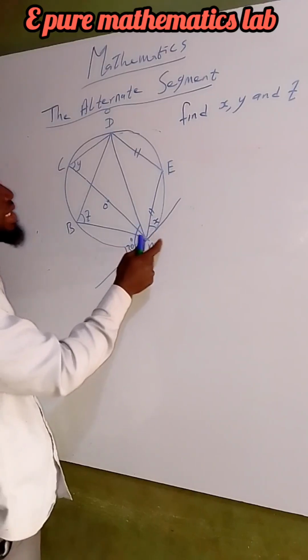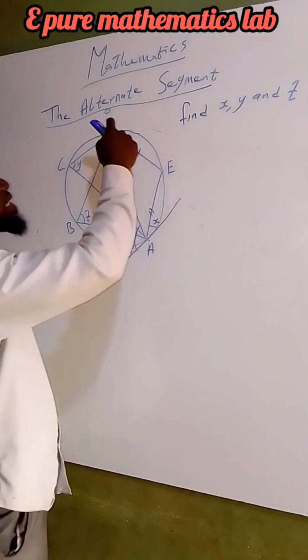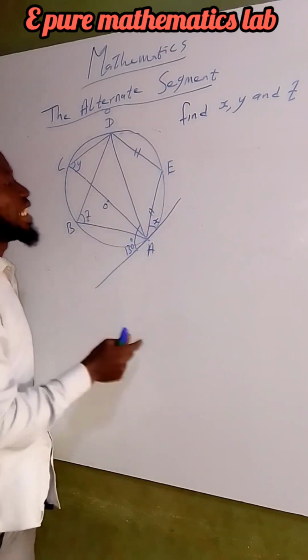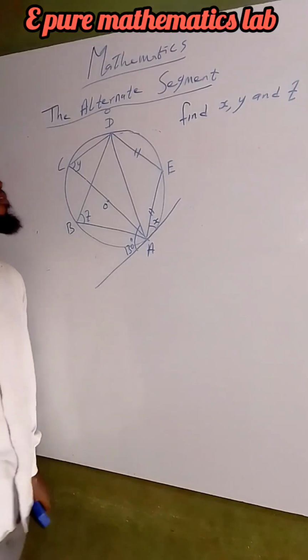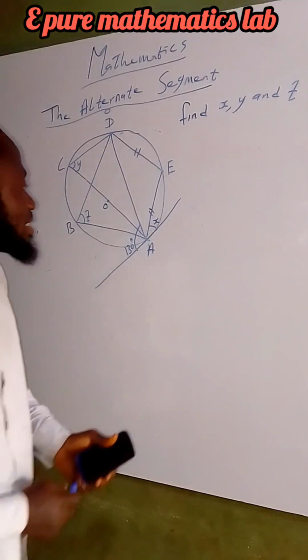From the diagram we can see that AE is the same thing as DE. That is, AE is DE. So how can we find the value of x, y, and z?